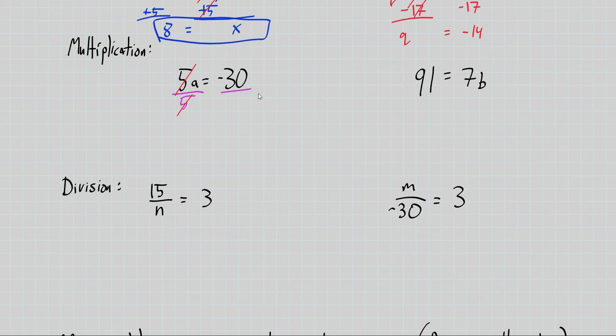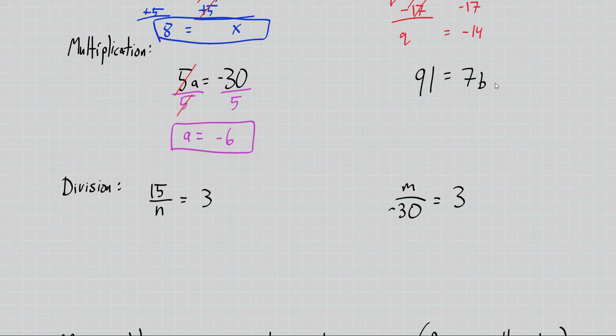As long as I pay the price, as long as I do the thing I need to do, which is the same thing on the other side. So on the left-hand side, I've got a, and on the right-hand side, I have negative 30 over 5. And 30 over 5 is 6, so that's going to be negative 6. And for our original equation, 5 times a, 5 times negative 6, is that negative 30? You can check it out, and yes, that works out. Always check. Takes a load off your mind.